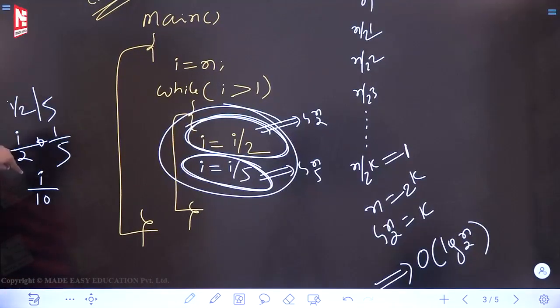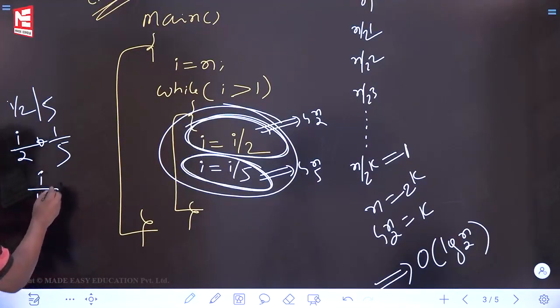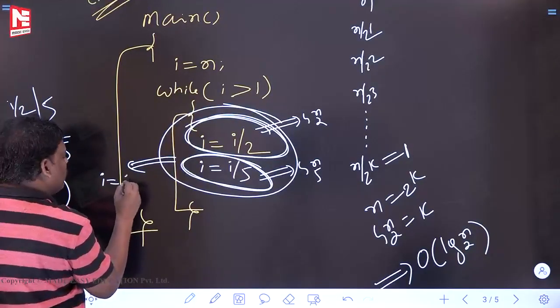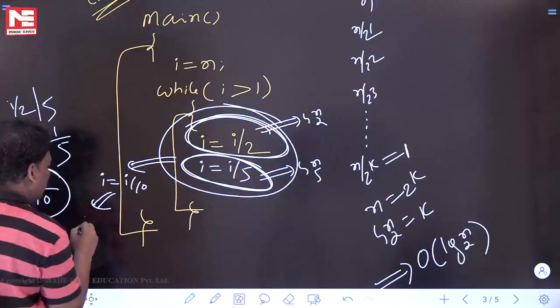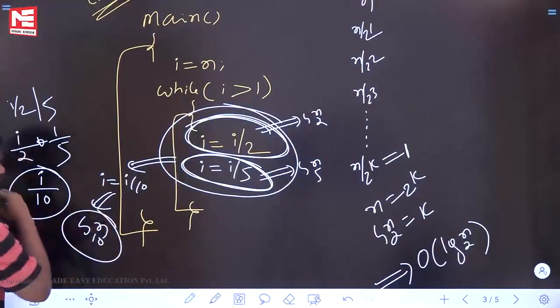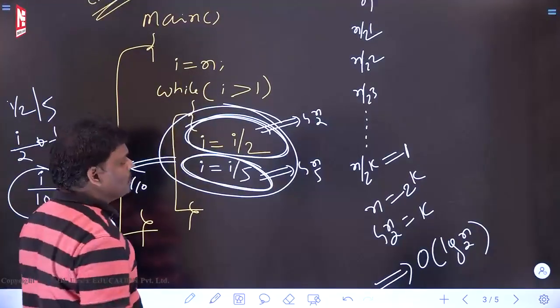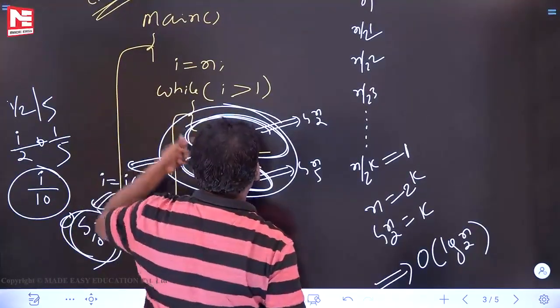I by 2 by 5, which will become 1 by 5, reverse. So i by 2 into 1 by 5. Finally, the answer is going to be i by 10. So the answer of this one: i is equal to i by 10, which will go to log n base 10. Big O of log n base 10. Same thing as the previous problem. Previously multiplication was there, now here division is there.